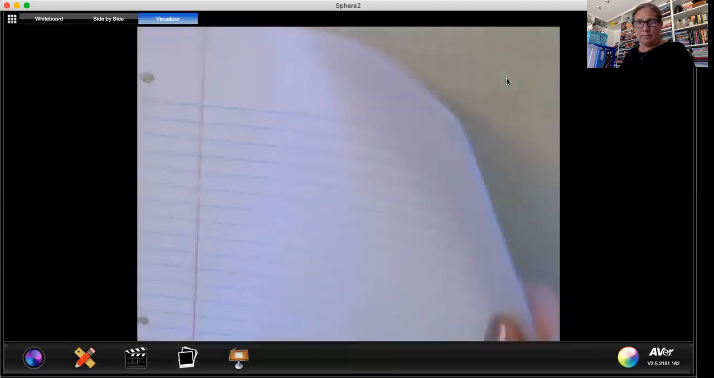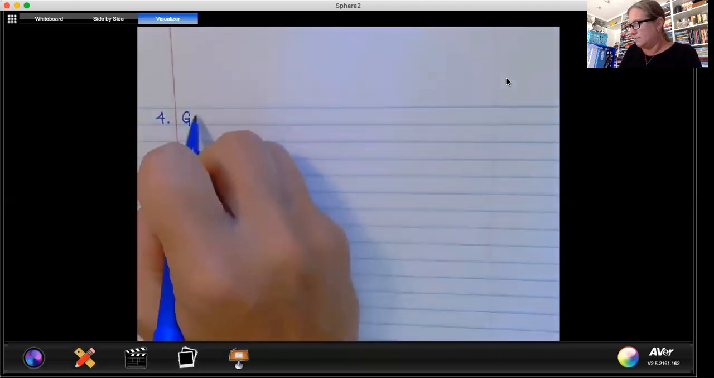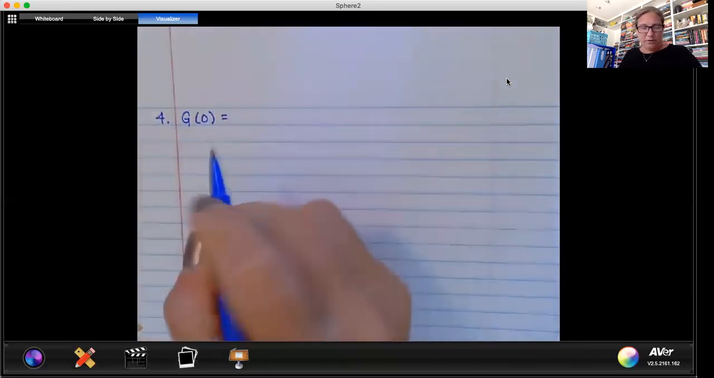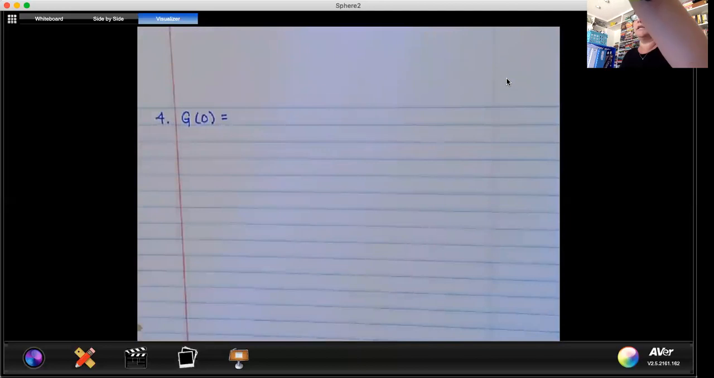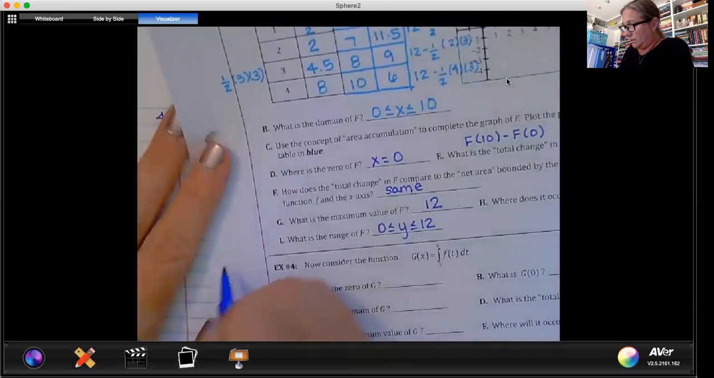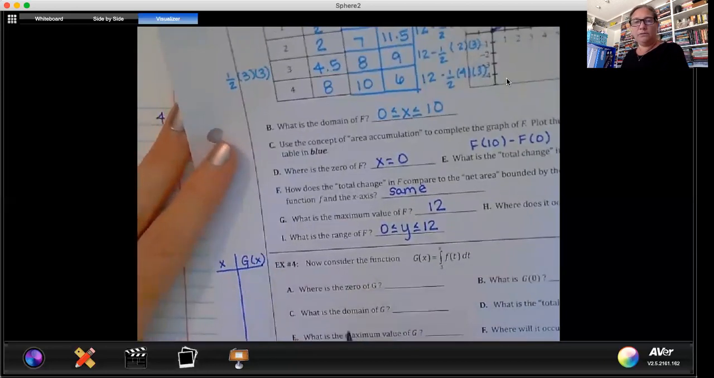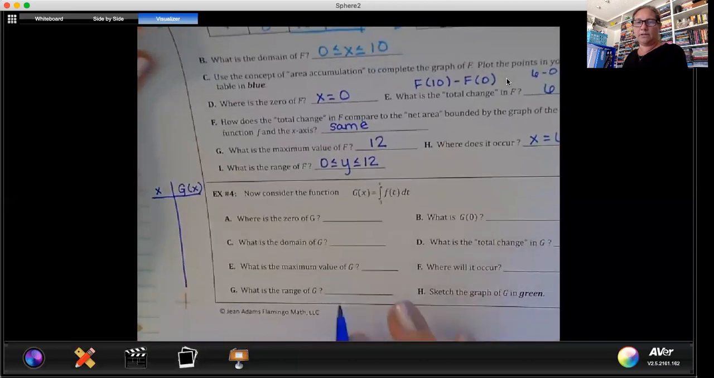You guys will be able to see your graph at the same time that I am working here. This is problem number 4. We're going to start by finding g of 0. So what we're going to do out to the side, just like we did on the other example, is create a chart, x and g of x. And once we create that chart, answering these questions should be pretty easy.